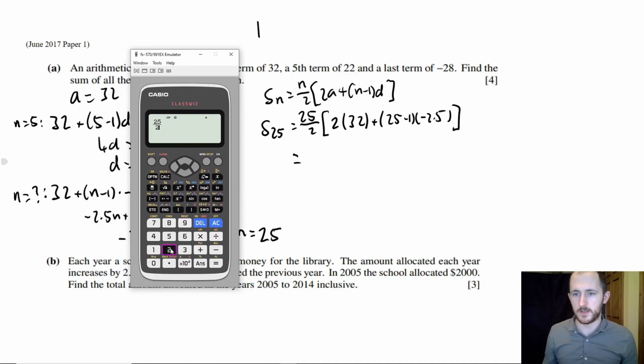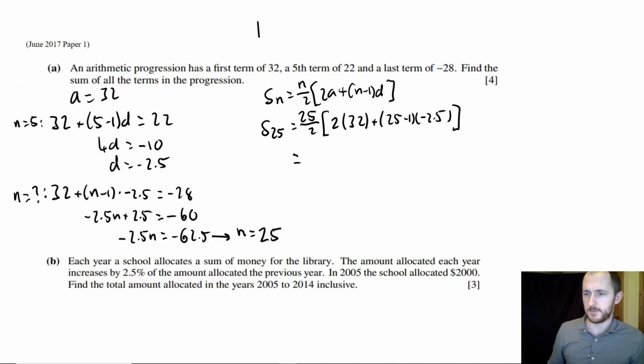25 over 2, multiplied by 2 times 32 plus 25 minus 1, minus 2.5. 50. That was kind of anticlimactic, wasn't it? But yeah, it's just a 50.